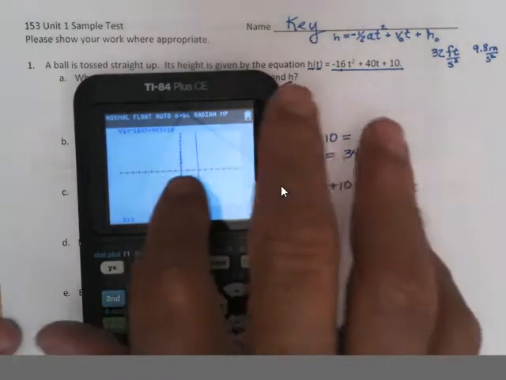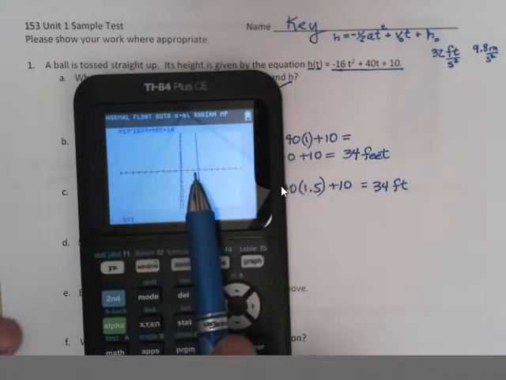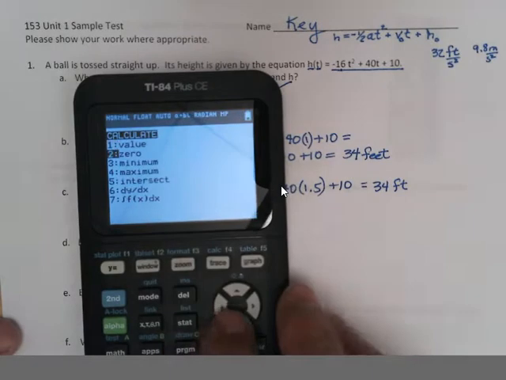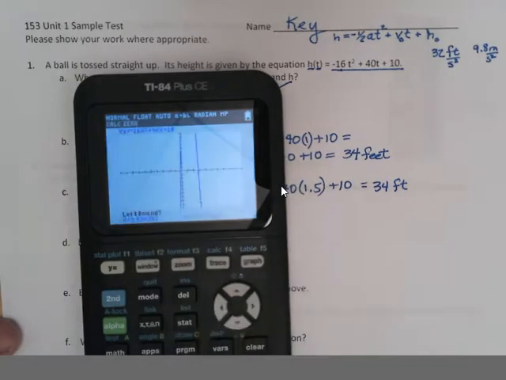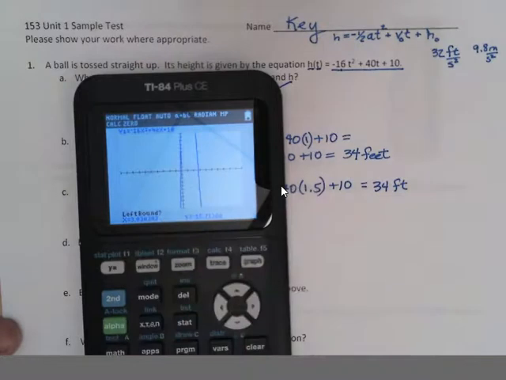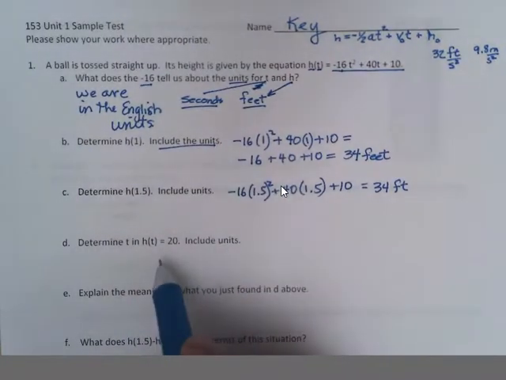I could have asked what the domain is. But it only makes sense to go from 0 to wherever that is. And I could have found that by saying, calculate the zero. And the zero is out here somewhere between 2 and 3 seconds. I could say it's between 2 and 3. That's what it means by the bounds. My guess is 2.5 seconds, and it says no, 2.72. That's when it hits the ground. But I didn't ask that yet. I might on the test, might not.